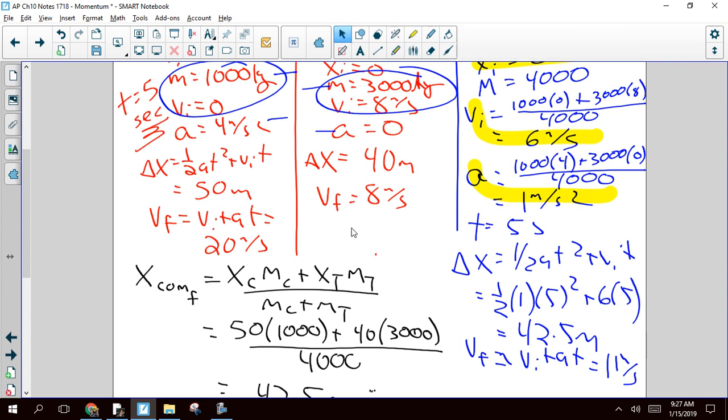All right, so the point is you can look at the objects individually or just look at the center of mass. Which one's easier? Debatable, but it's a thing you need to know how to do. Now you do.